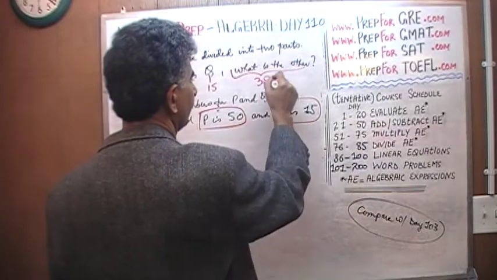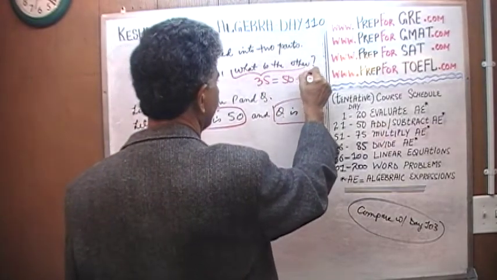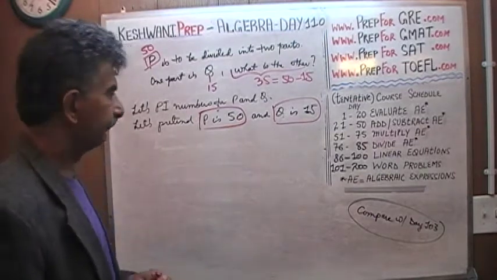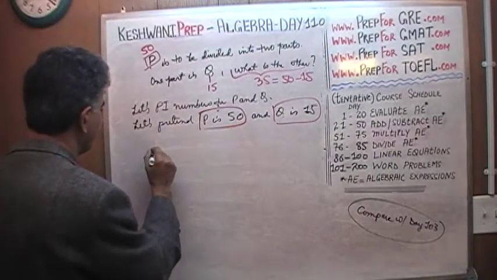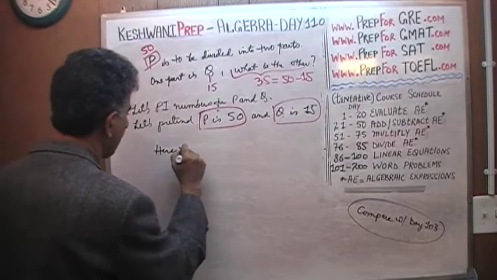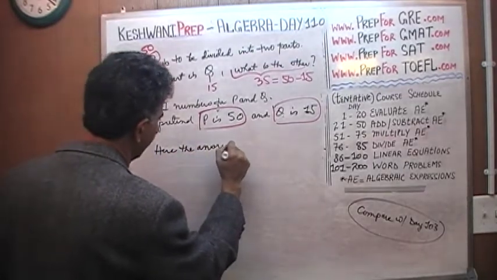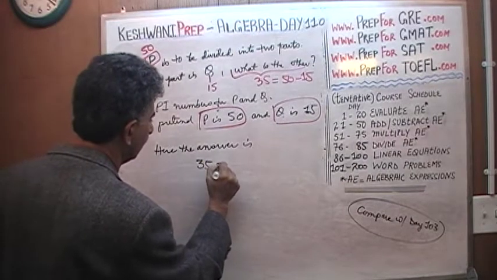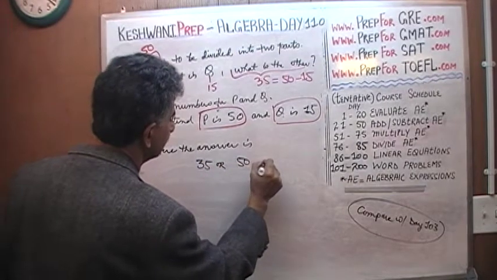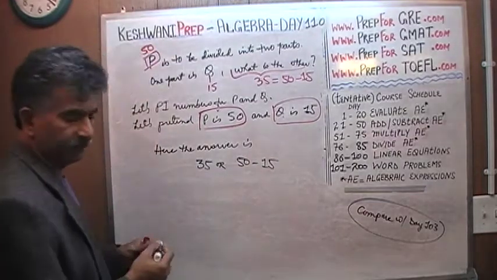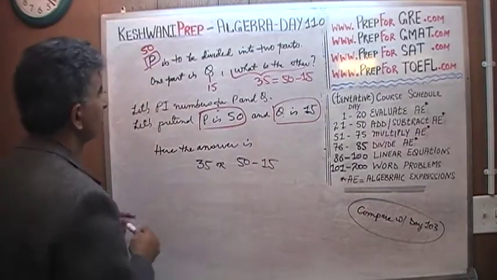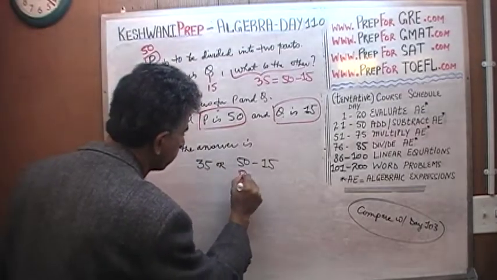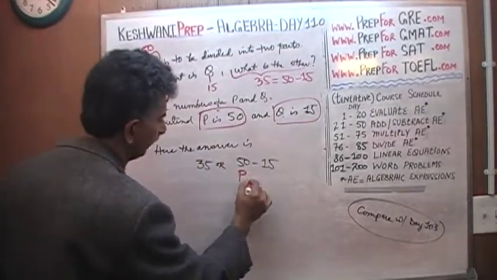Where did the 35 come from? It came from 50 minus 15. Well, the same logic will hold when we're doing the algebra. So here, the answer is 35, or 50 minus 15. That's how we got our 35. What does 50 represent? 50 represents P. What does 15 represent? 15 is Q.